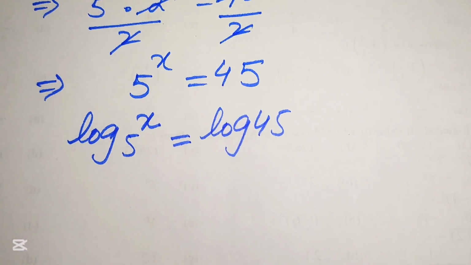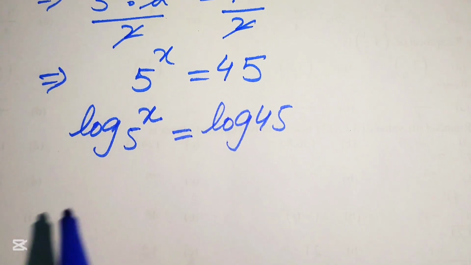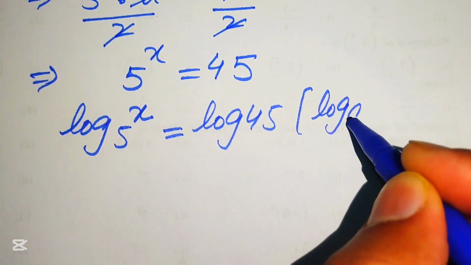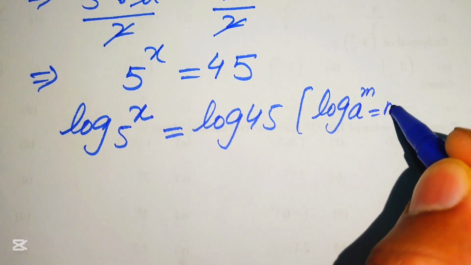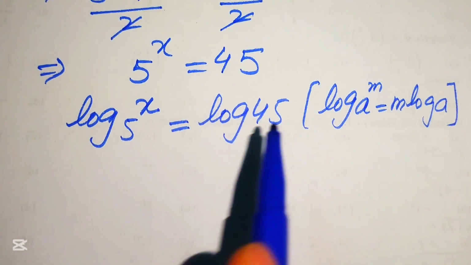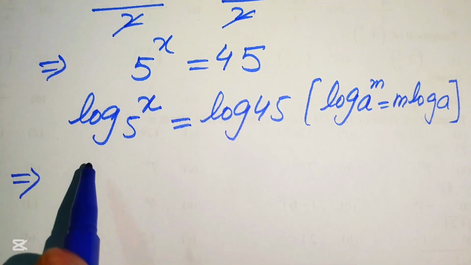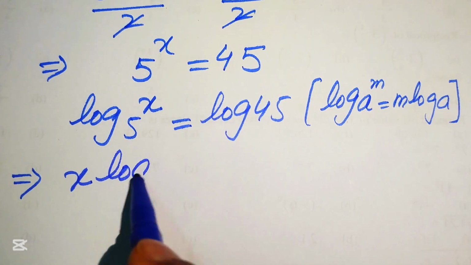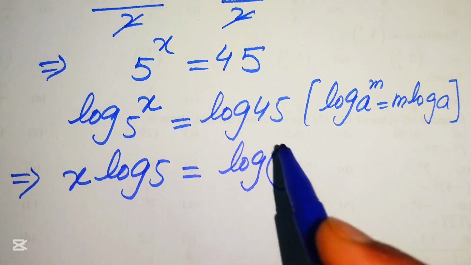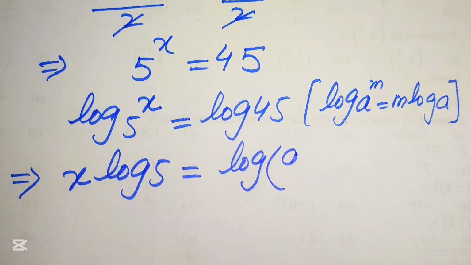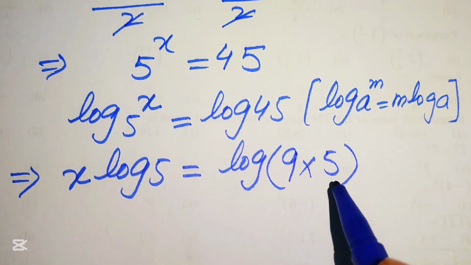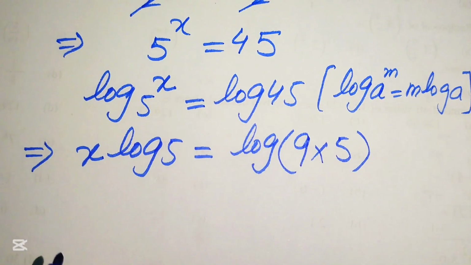And now in the next step we can apply the nice property of logarithm. You know that log of a to the power of m equals m times log a, so according to this property of log, we need to move this x in front of the log, and it will be written as x times log 5 equals log of 45, and we write this 45 as 9 times 5. We know that 9 times 5 becomes 45.